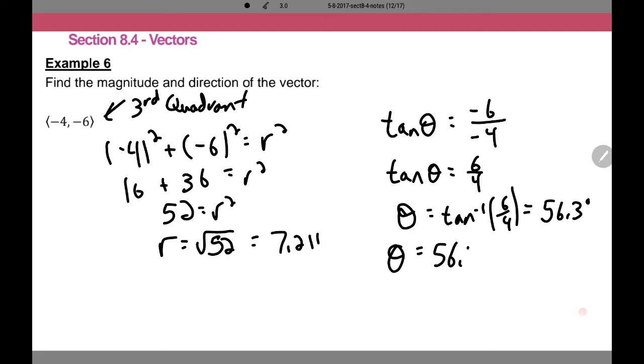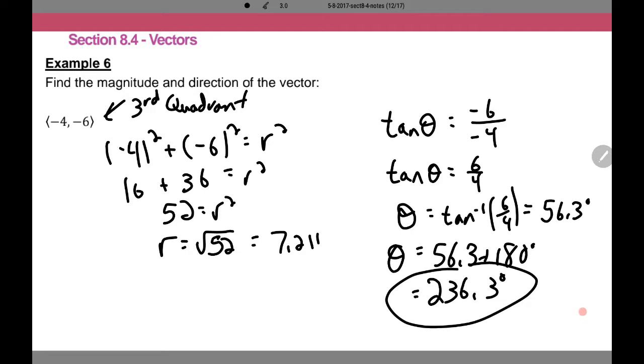So I'm going to take 56.3 plus 180. So my final answer is 236.3. So you have to think, am I in the right spot as far as the angle that I'm asked to find? If not, add 180 and you'll be in the right spot.